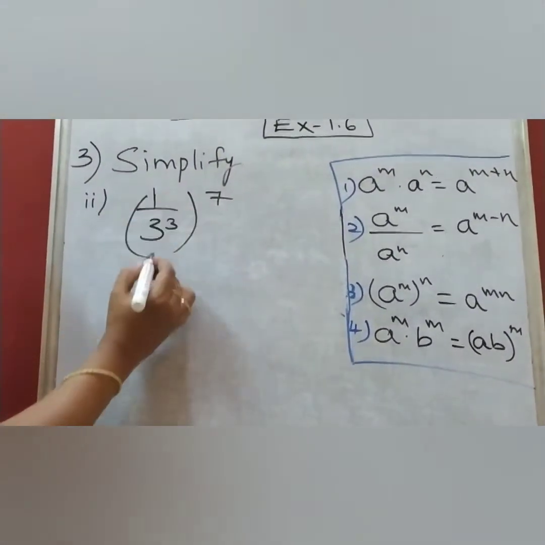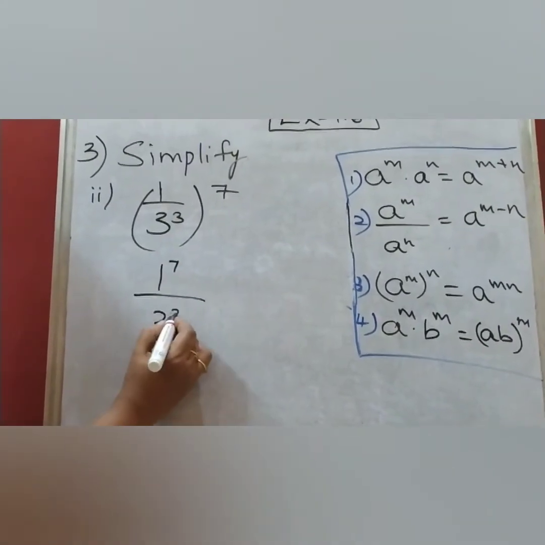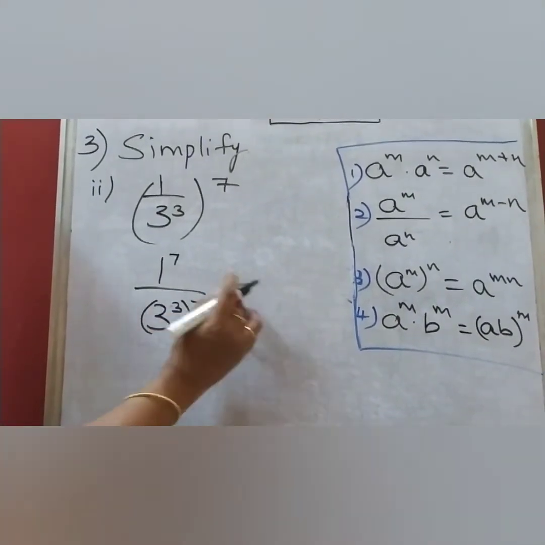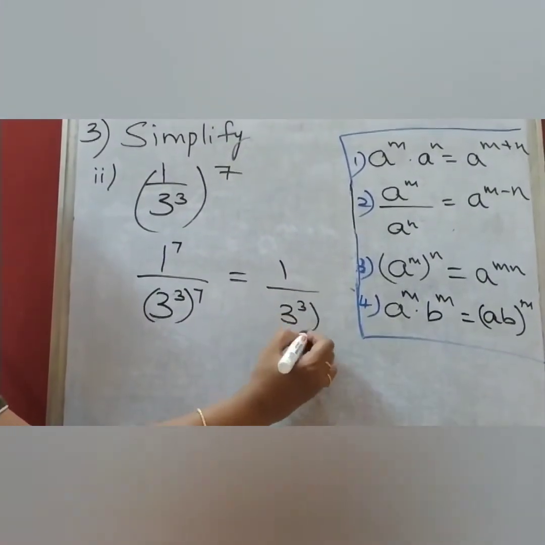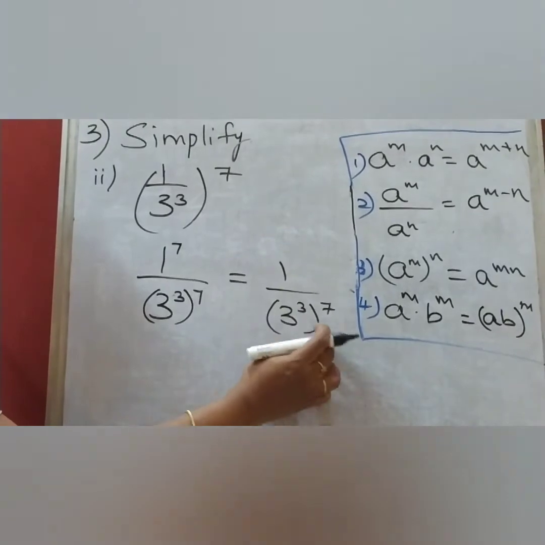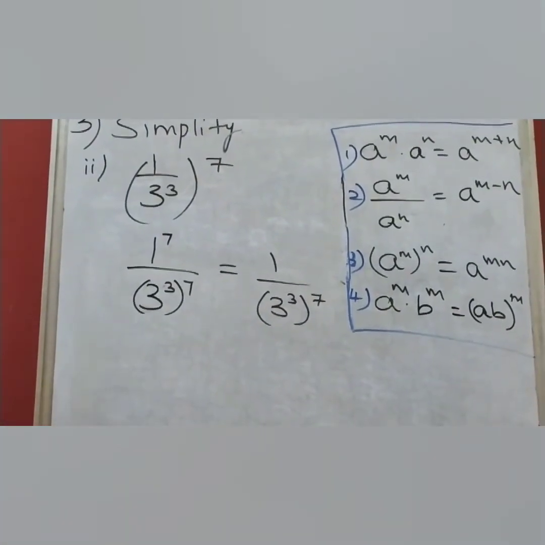Can I write this as 1 power 7 by 3 cube the whole 7? I know 1 multiplied however many times is 1 only. By 3 cube power 7. Which formula does this denominator match, children? Any idea which formula it matches?